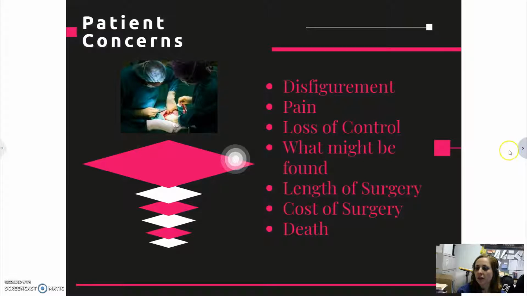Okay, so if you've ever had surgery yourself or had somebody that you love be in surgery, you already know that these are the concerns that this person's going to have. They're afraid of disfigurement, the pain that they're going to have afterwards. Just relinquishing control to somebody else is a hard thing for most people, to put your life into somebody else's hands. So there's going to be a lot of fear and anxiety involved in this. And then, of course, people are scared that they're not going to wake up afterwards. So that's a real big concern.